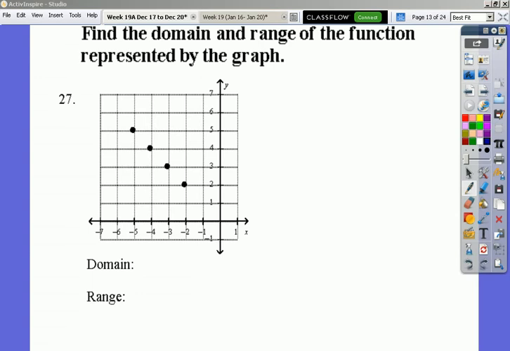Okay, so as Troy said, our domain is all of our x's, and we're going to go in ascending order. We start with the smallest one, which was negative 5, negative 4, negative 2. Negative 1 is not a point here. So what about our range, starting with the smallest? 2, 3, 4, 5. Good. Move on. Do you have any questions about 27?